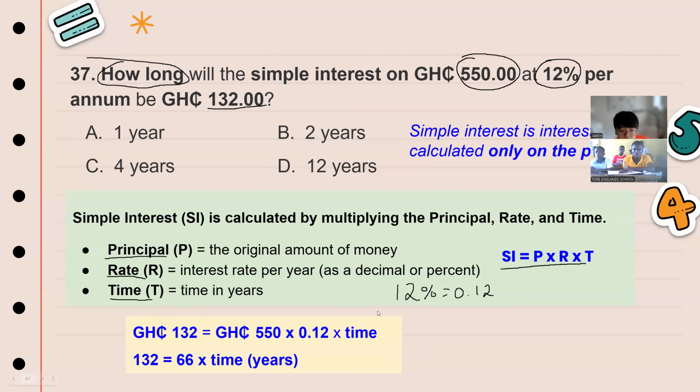So this is how we solve this. Simple interest is 132, and that equals the principal times the rate times the time. So 132 equals 550 times 0.12 times the time. And can you find the time from here? How many years will it take?